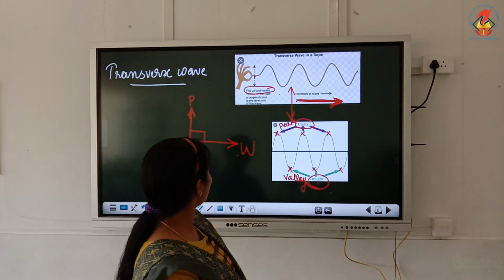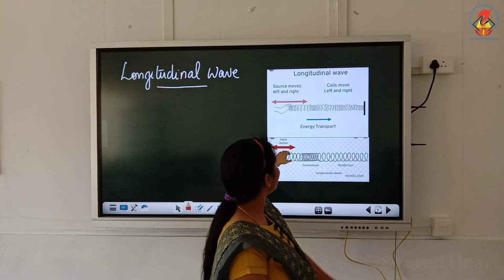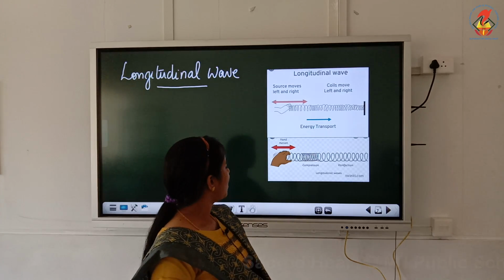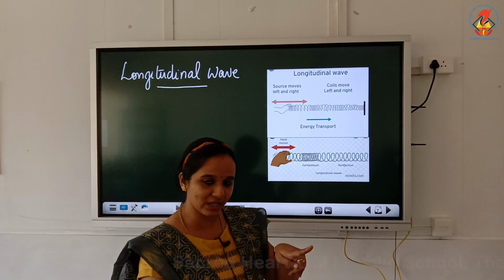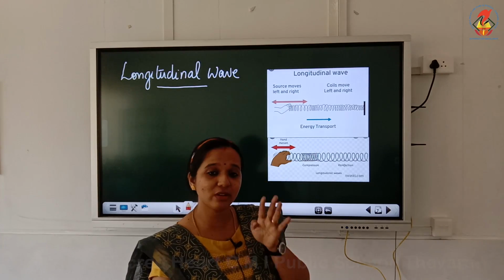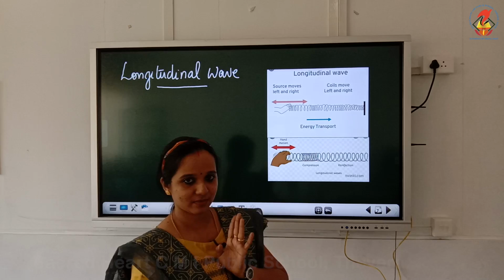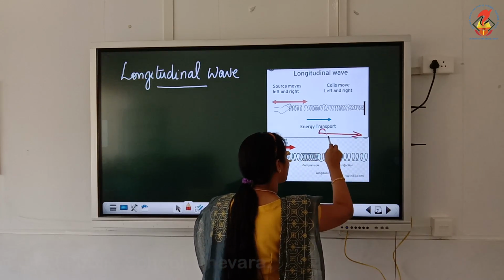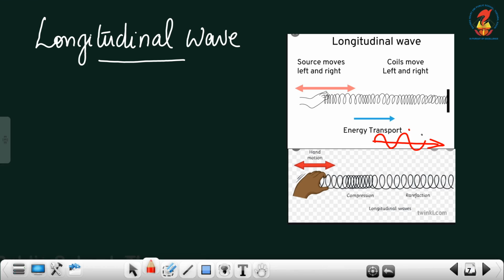Okay. Now let us come to longitudinal waves. In longitudinal waves, the vibration of particles and the direction of the wave are parallel. If the wave is moving in this direction, the particles also vibrate in this direction. The particle will have a to and fro motion which is parallel to the direction of the wave.